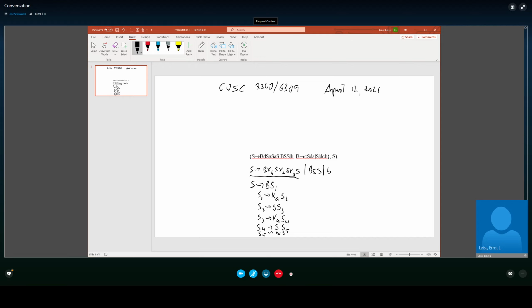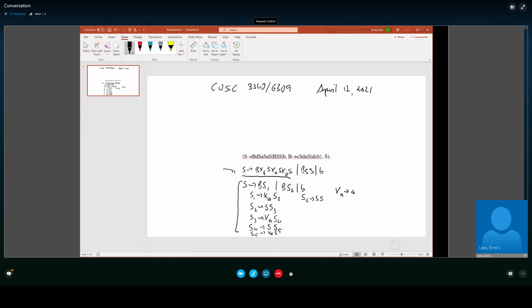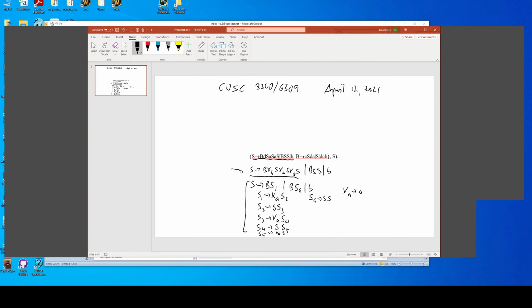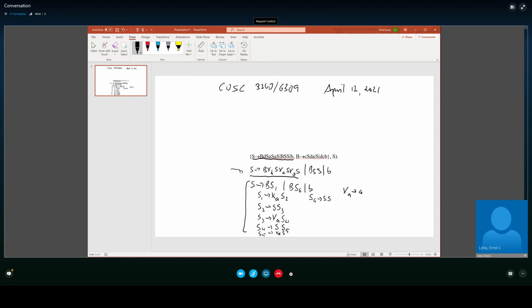So that gets you this, and then you have S goes to BS6, and S6 goes to SS, and then you have B, which is that. So you replace the S productions by all that, and you have XA goes to A, and that is it for B. S goes to something, and then you do the same thing for the B's. Okay?